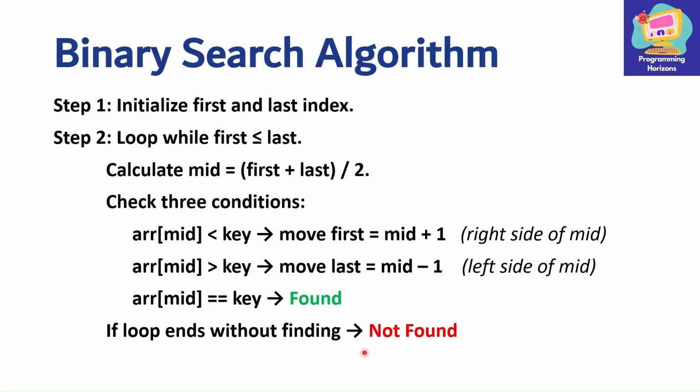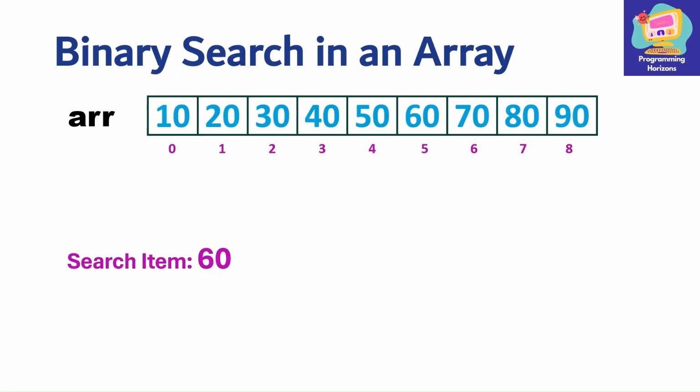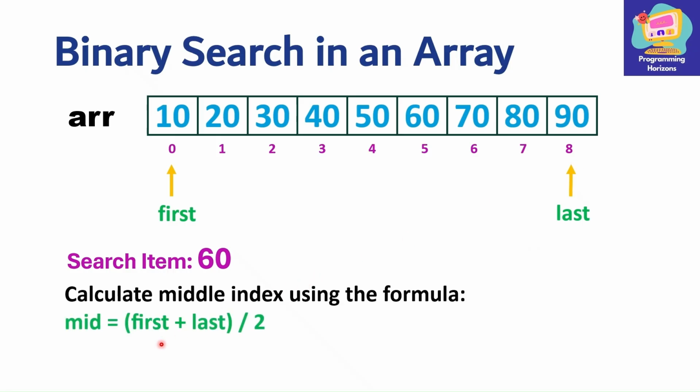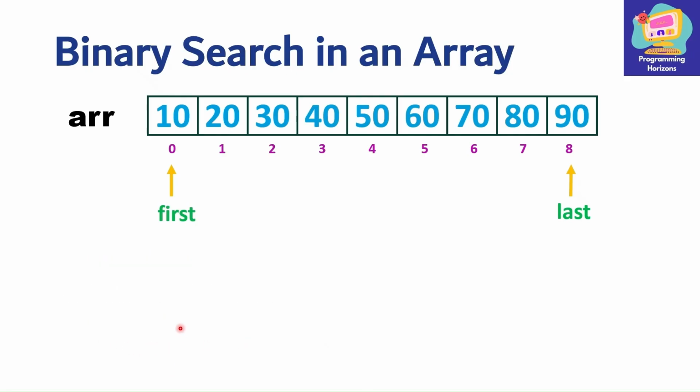Now let us understand this through an example. Consider this array ARR where all the elements are stored in sorted order. Let's suppose that we want to find item 60 in the given array. So first we will calculate the first and the last index of the array. First index is 0, last index is 8, and now we will find the middle index using the formula mid = (first + last) / 2. So we calculate the middle index as (0 + 8) / 2, which gives us 4.